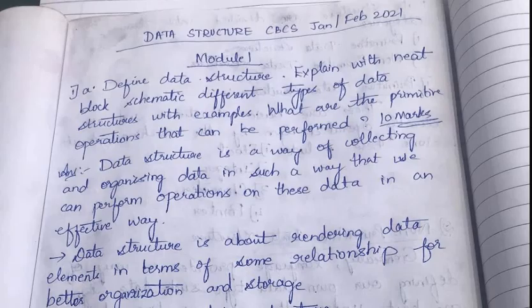Module 1, first question A. They have asked this question for 10 marks. Define data structure. Explain with a neat block schematic different types of data structure with example. What are the primitive operations that can be performed? So there are many sub questions.